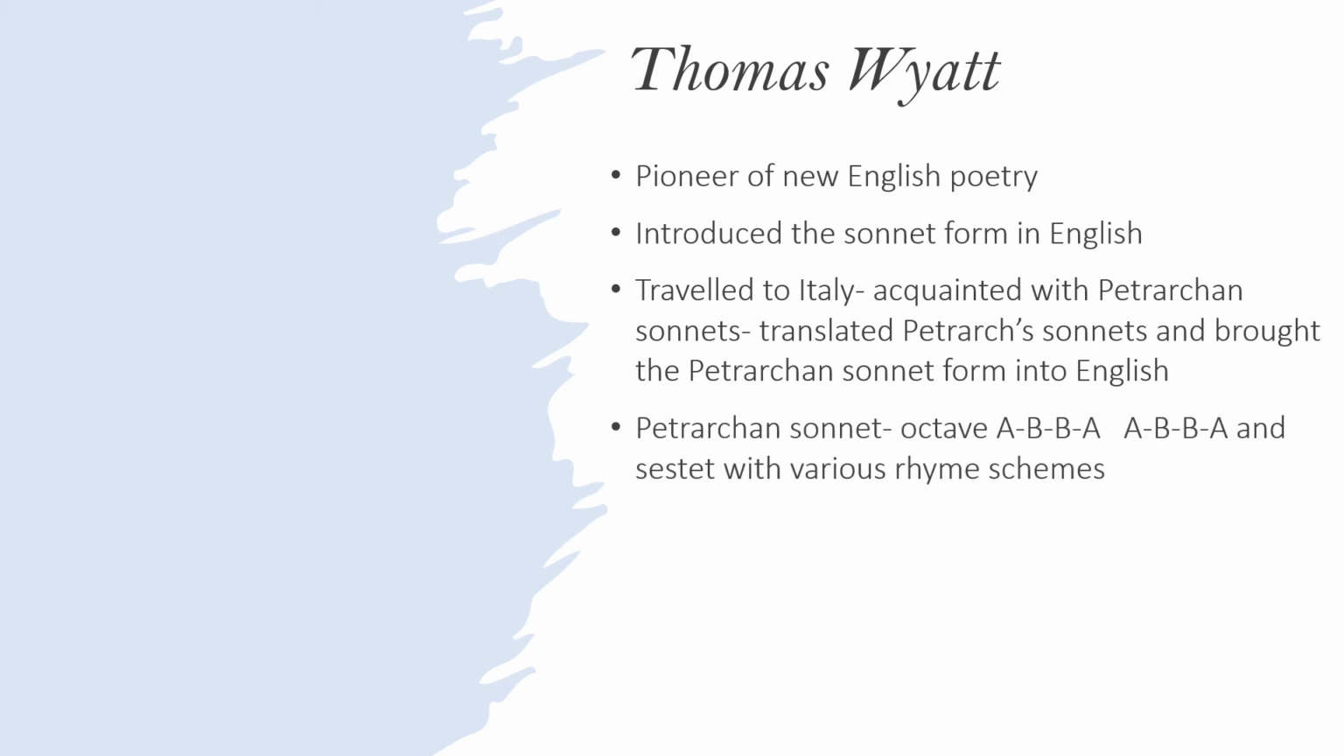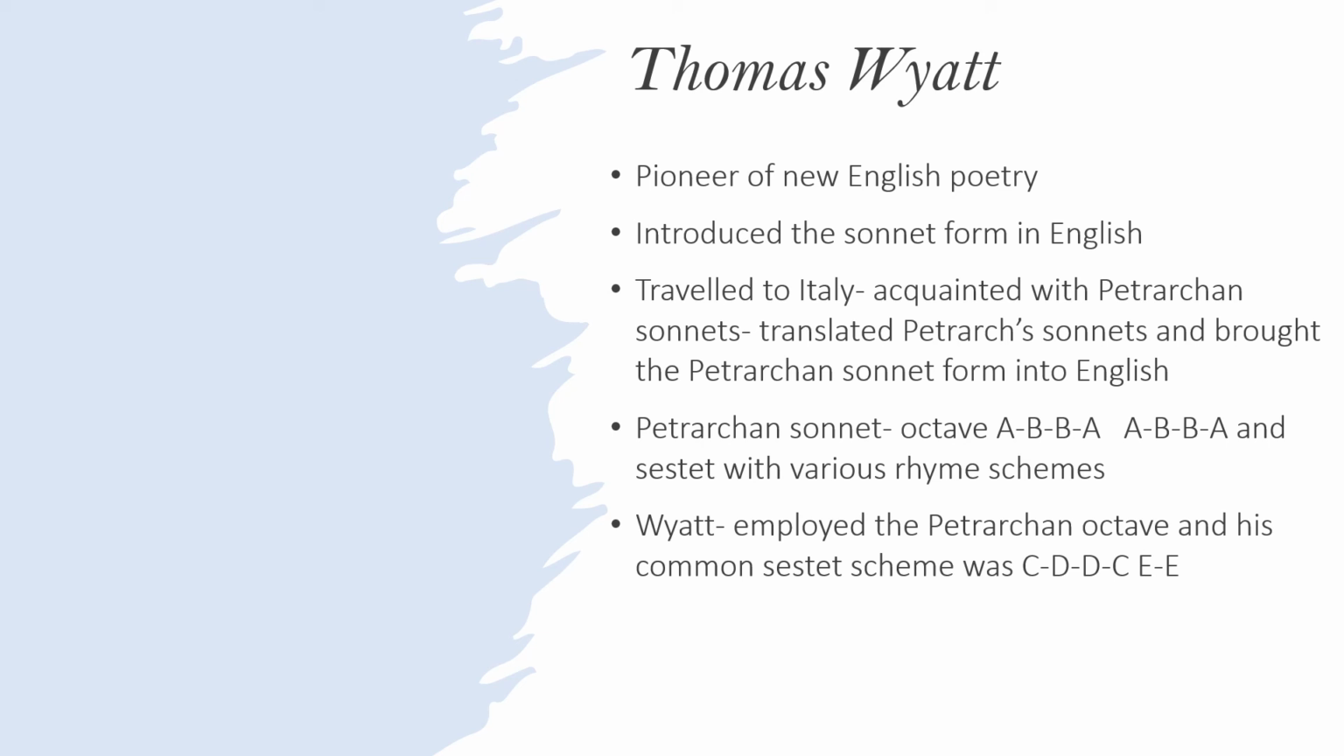The Petrarchan sonnet form consists of an octave and a sestet. So a sonnet is a short poem of 14 lines. It is divided into two, an octave and a sestet. Octave consists of 8 lines and sestet 6 lines. Together 14 lines. So in the Petrarchan sonnet, the octave form was ABBA, ABBA, and the sestet had various rhyme schemes.